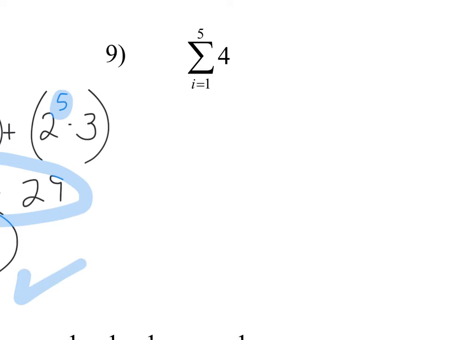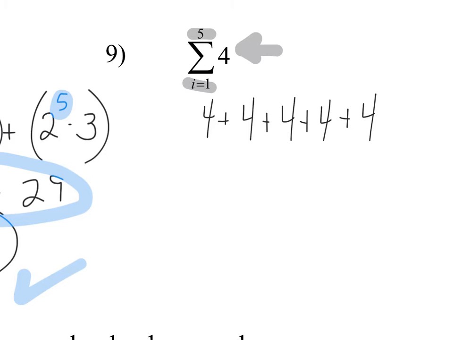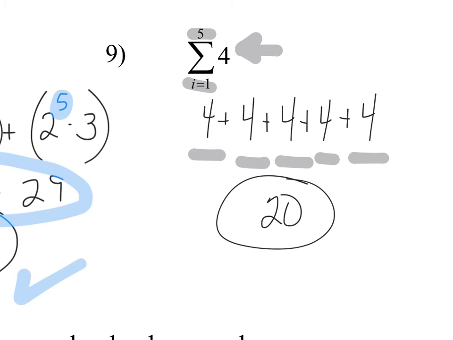Let's go ahead and jump over to number 9. Be careful on this one. What we need to do is find the sum of all the terms from 1 to 5 when I plug each of those integer values into 4. Well, there's nowhere to really plug it in, so I'm going to take 4 plus 4 plus 4 plus 4 plus 4. Really 4 times 5, and my final answer here will be 20.